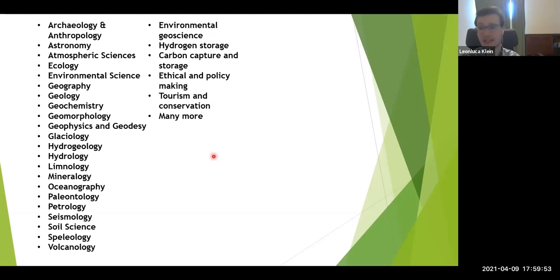But there are so many more different fields, and I think every year there's a unique combination, and that's where most of the research is nowadays, combining loads of different fields. Okay, and this is how we push the boundary of science, right?